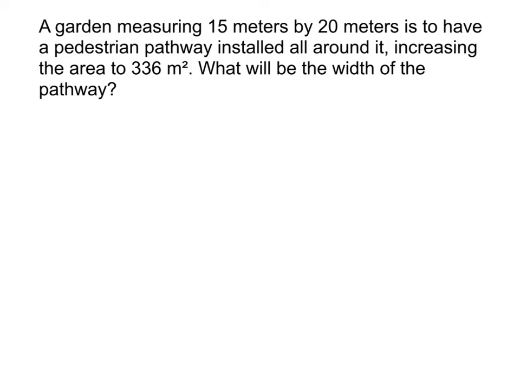In this video, we're going to discuss an example where we end up needing to solve a quadratic equation. Okay, so let's go ahead and read this example. A garden measuring 15 meters by 20 meters is to have a pedestrian pathway installed around it. Let's go ahead and draw that out. So we have 15 by 20. This is 20 meters and this is 15 meters. And it's going to have a pathway installed around it.